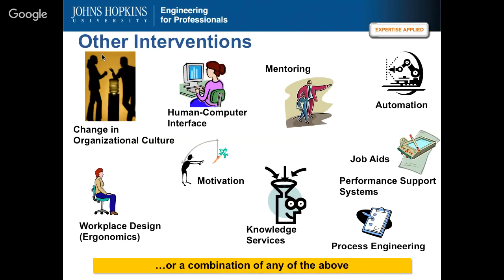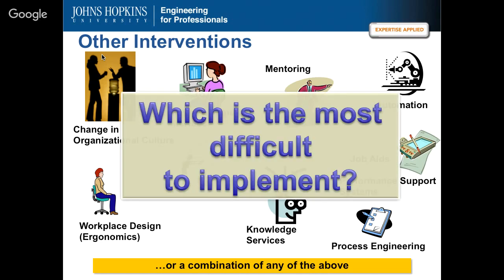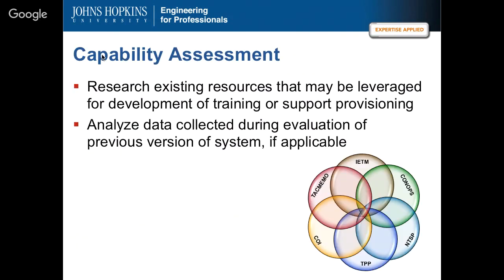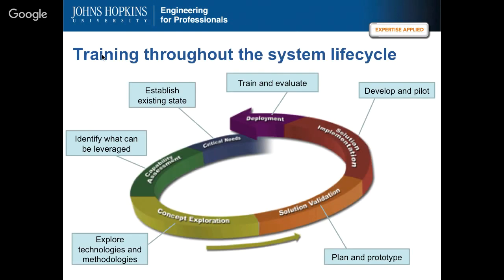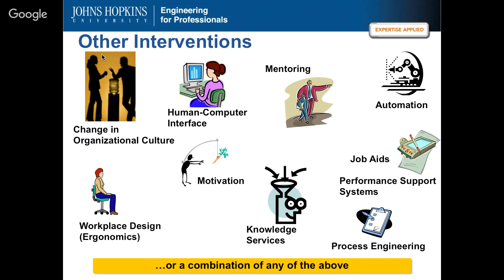Okay, there's a lot of interventions here. Organizational change in organizational culture, knowledge services, which would be like a knowledge management system. We talked about job aids, automation, also just completely taking the human out of the system and automating the system, and ergonomics. Now, out of these interventions, do you have any idea which of those is the hardest to implement? Motivation? No? Anybody else? The hardest one to implement is actually this one right here, a change in organizational culture.